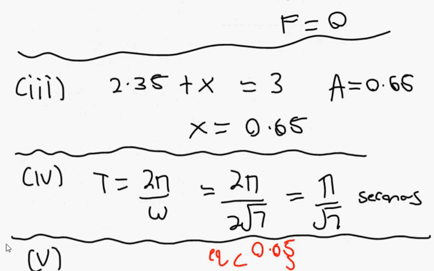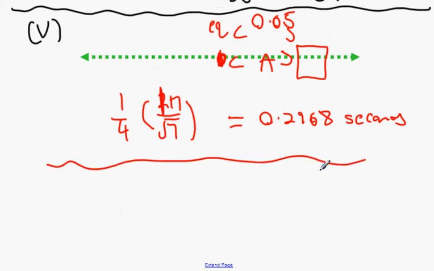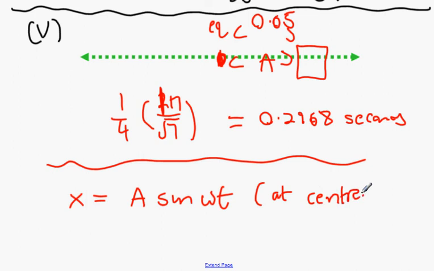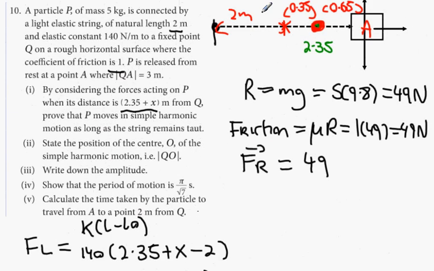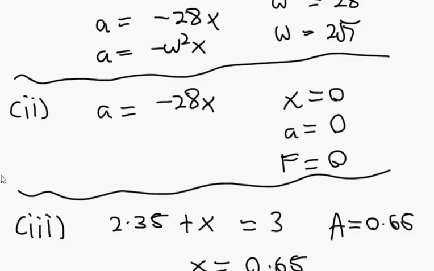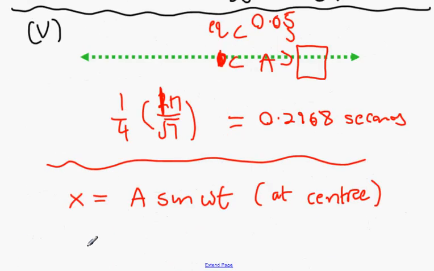So you're not going to use a cos function, you're going to use a sine function. So x equals A sine omega t. This is at the start, at the centre. Now, some of you might say, is x not minus 0.35 because it went 0.35 to the left? But because it's symmetrical, the distance travelled from 0 to minus 0.35 is the same as the distance travelled from 0 to plus 0.35. So it doesn't matter. So we're going to do 0.35.